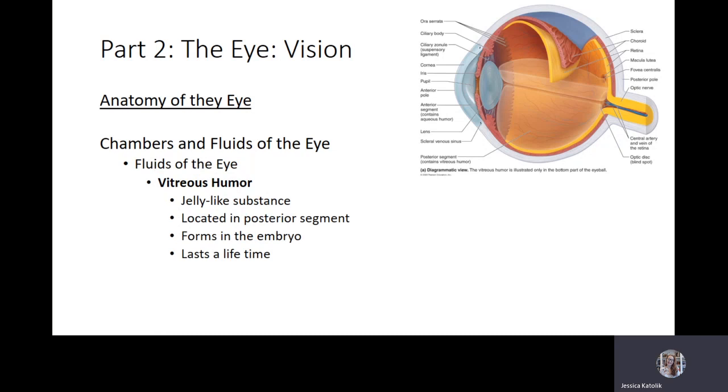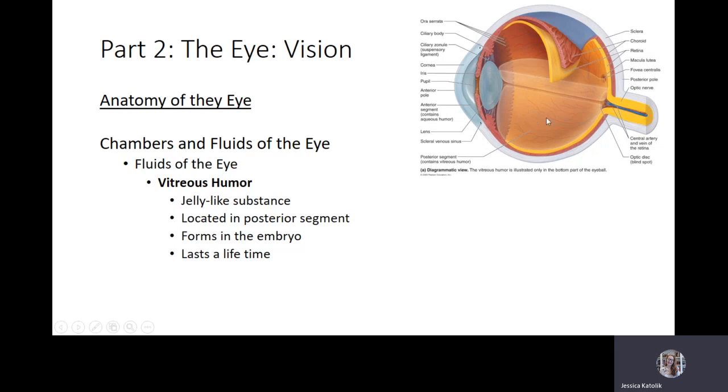These segments of the eye are going to be filled with different types of humors or fluids. Humor is an old Greek word for the fluids of the body, and so we still kind of use that in anatomy. And we're going to talk about the vitreous humor and the aqueous humor.